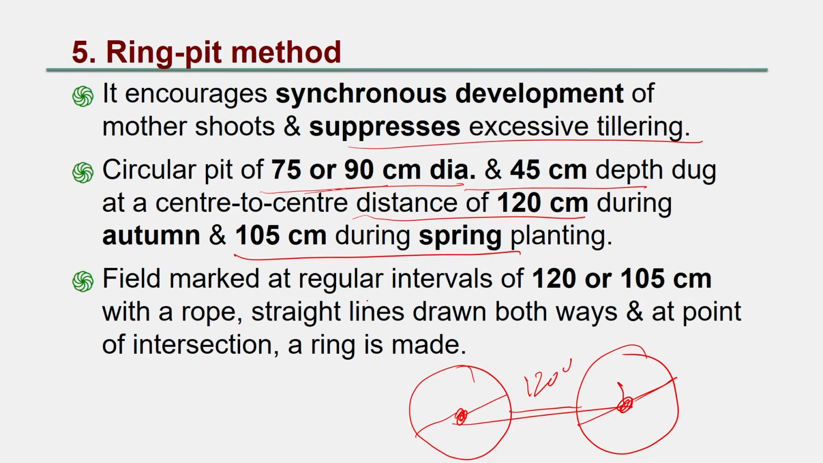The field is marked at regular intervals of 120 or 105 centimeter with a rope, and straight lines are drawn both ways, and at each point of intersection a ring is made.